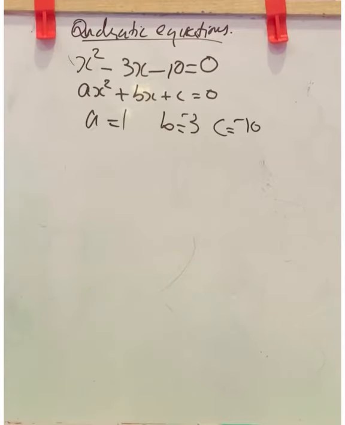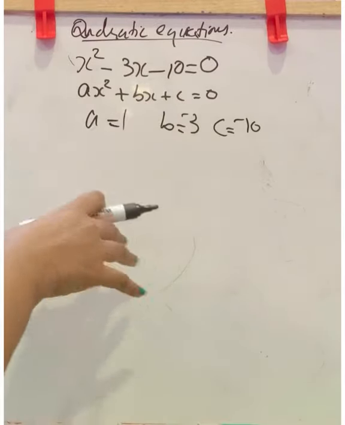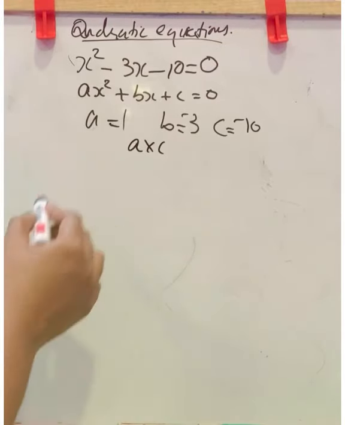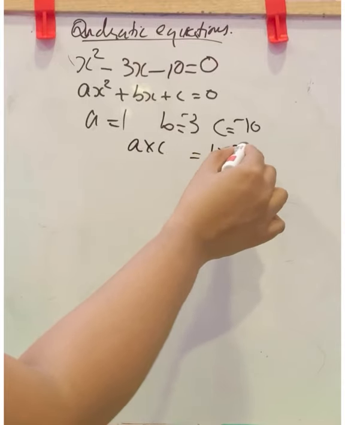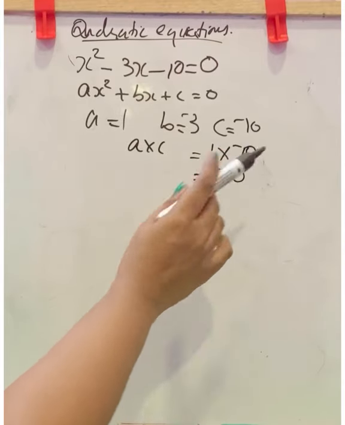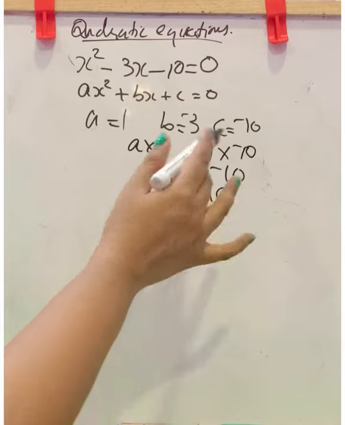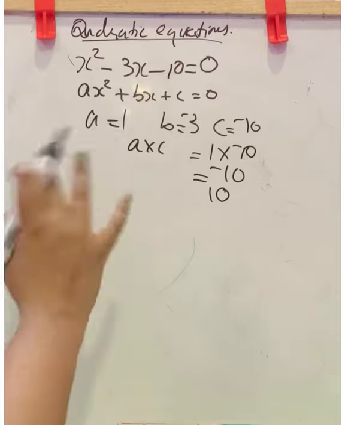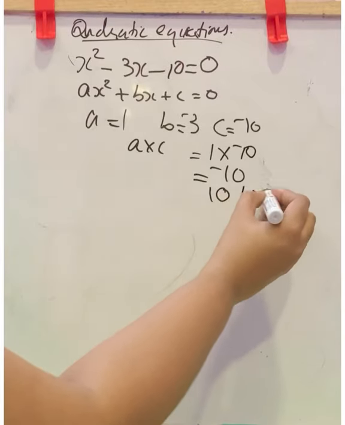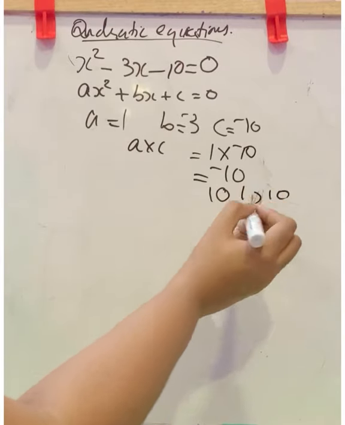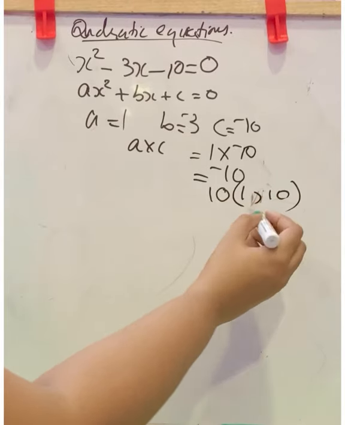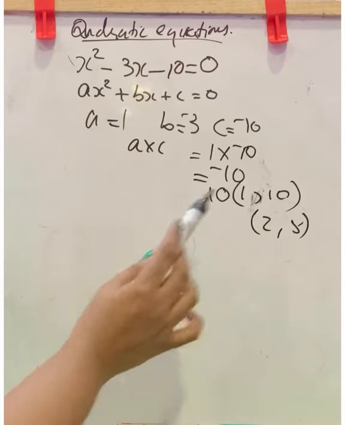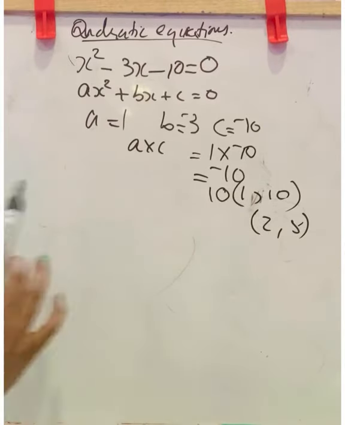So these are the a, b and c in the given question. Now to find the roots, first we will split the middle term. Before that we have to find a into c. What is a into c here? 1 into negative 10, the result is negative 10. We can take only the value without the sign, 10. Now what are the factors of 10? How many combinations will you get? 1 into 10 is 10, so 1 and 10 are one pair. Second one, 2 into 5 is 10. So we got two factor pairs. That is all for 10.